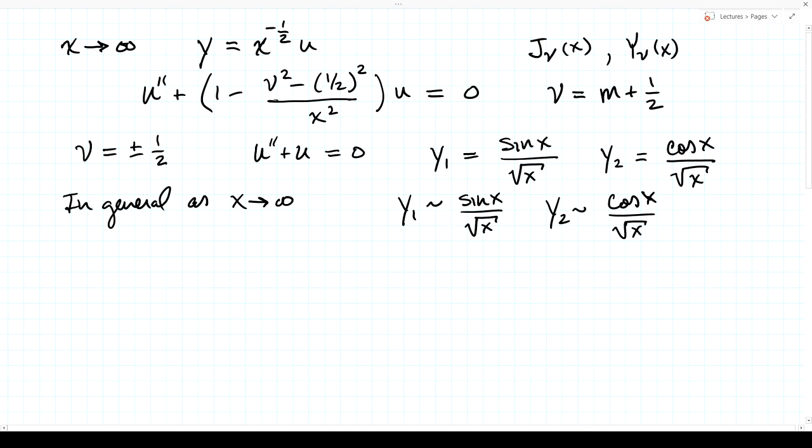So we can actually tell quite a bit about these functions just from this kind of back of the envelope analysis. We can see their behavior. All of these functions should have behavior for very large values of x, which look like a trig function over the square root of x. And for very small values of x, they look like a power of x or possibly a constant or log of x.